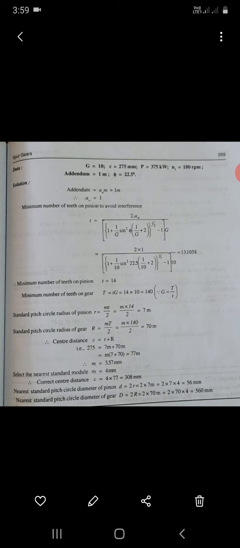Now the standard pitch diameter of pinion d is 2 into r, 2 into 7m, that is 56 mm. The standard pitch diameter of gear capital D is 2 into capital R, that is 2 into 70m, that is 560 mm.